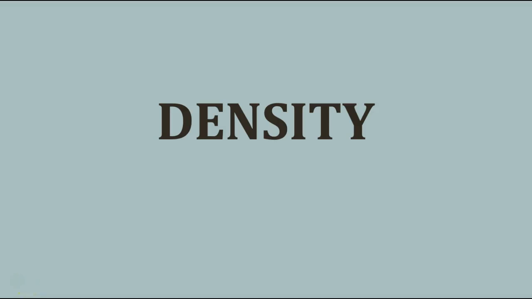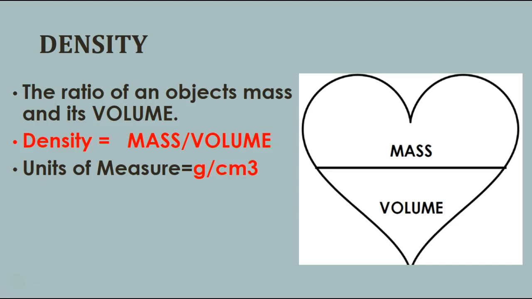In this presentation, we are going to learn about density and how to calculate density of an object. Density is the ratio of an object's mass and its volume. So the formula for density is density equals mass divided by volume. And the units of measure for density are grams per centimeters cubed, or grams per cubic centimeter.